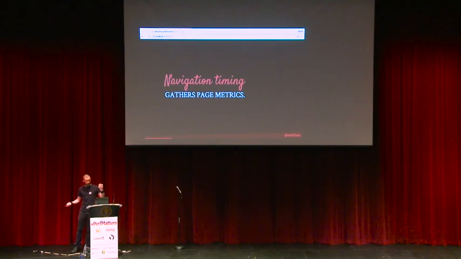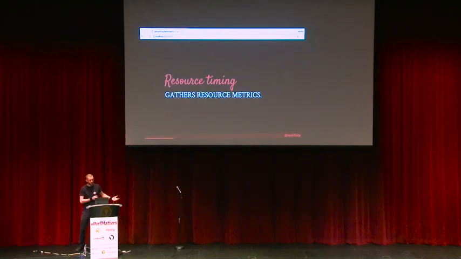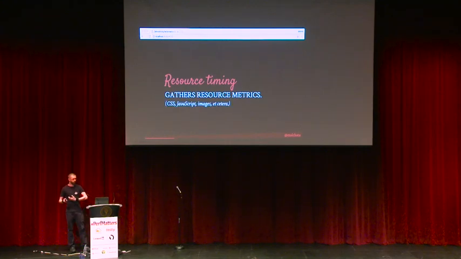I want to quickly define the differences between these two APIs. Navigation timing gathers page metrics, meaning usually HTML documents, although a document context could be different. Normally we're talking about HTML, but if you access a CSS file directly, it has a document context. Therefore, it will have a navigation timing entry, at least so when I tested a little while ago. Things change all the time. Resource timing is when we're gathering resource metrics, and these are page-dependent resources, things that your HTML document is bringing in, such as CSS, JavaScript, images, and etc.